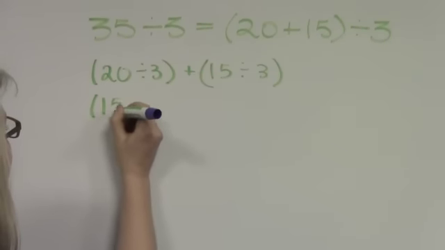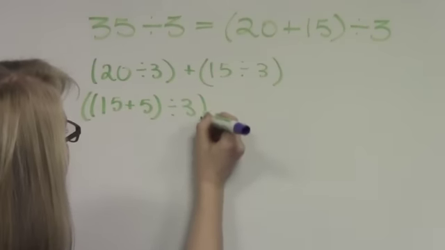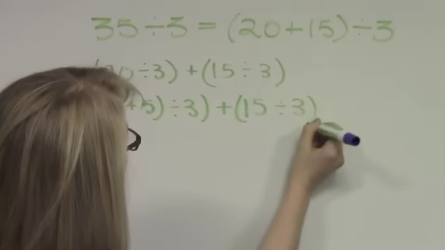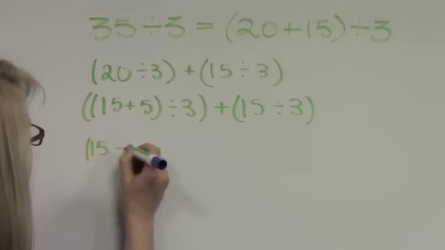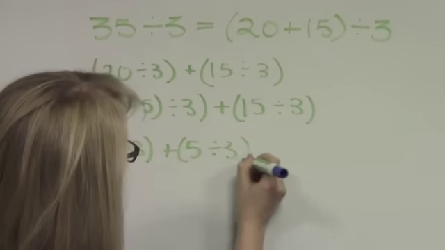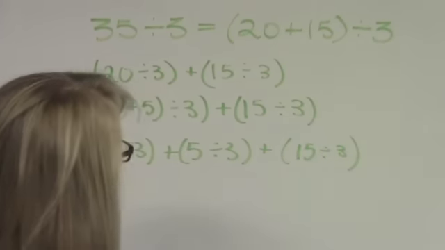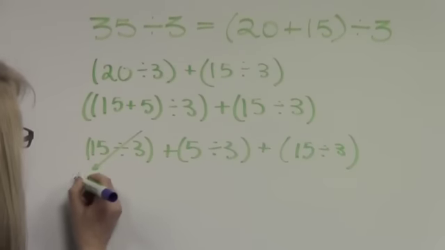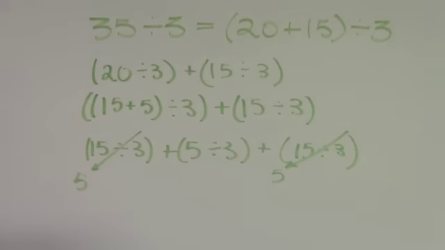This gives us 15 plus 5 divided by 3 plus 15 divided by 3, which by the distributive property again yields 15 divided by 3 plus 5 divided by 3 plus 15 divided by 3. From here, it's relatively clear to see that 15 divided by 3 is equal to 5. But what about 5 divided by 3?